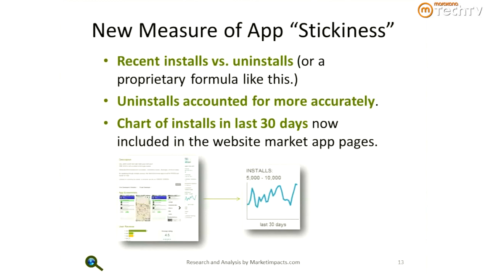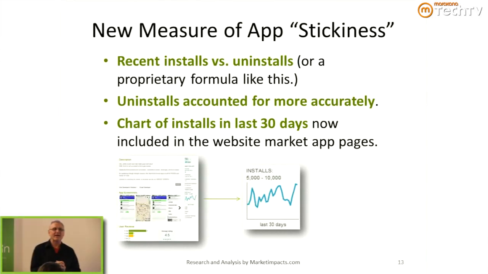They also introduced this concept of stickiness. They're not revealing the exact formula they use for stickiness, but they do have now this little chart of how many downloads you've had with your app in the last 30 days. It only appears on the website version, and it's a relative chart. So the y-axis, the left-hand scale there, is relative, so that one of these charts for an app that has millions of downloads might look the same as an app that has only hundreds of downloads.